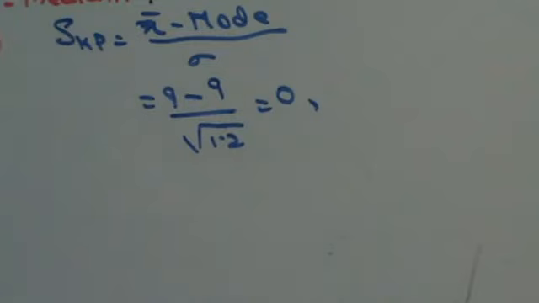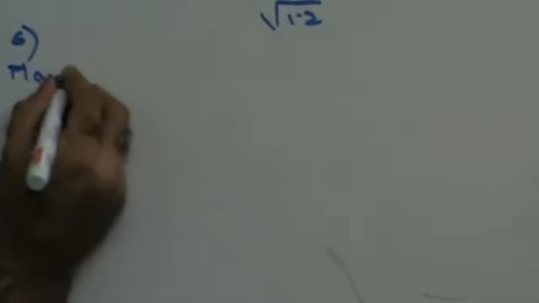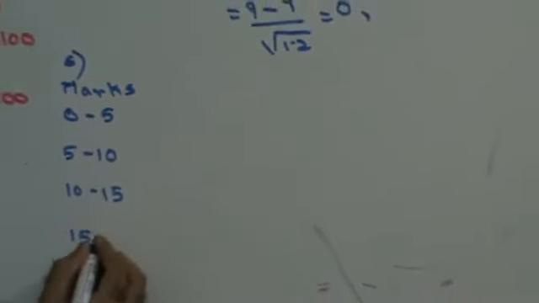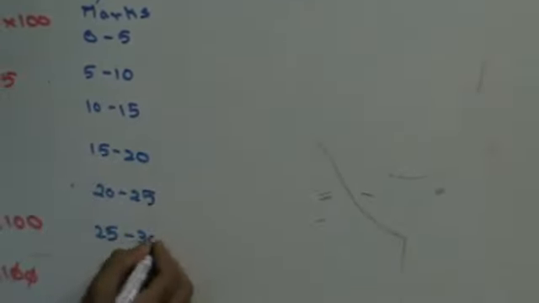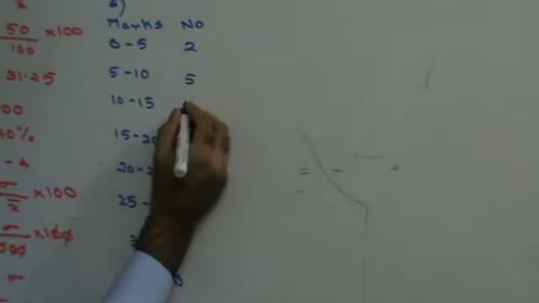Next, take our next one please. Find out Karl Pearson's coefficient of skewness for the following data. Frequencies: 2, 5, 7, 13, 21, 16, 8, 3, 1.